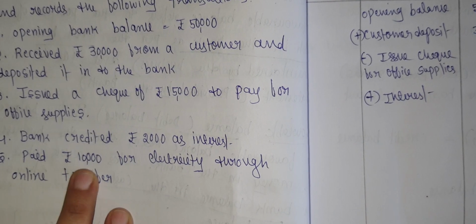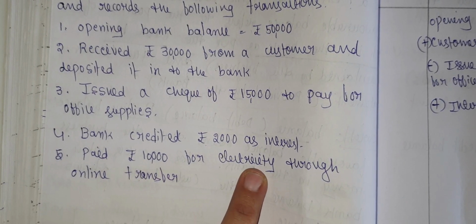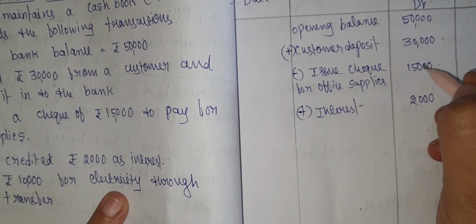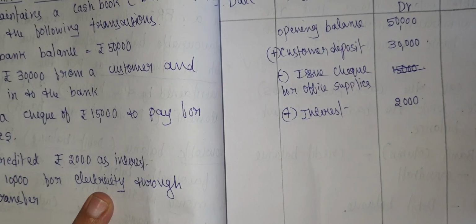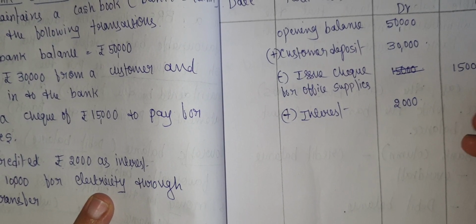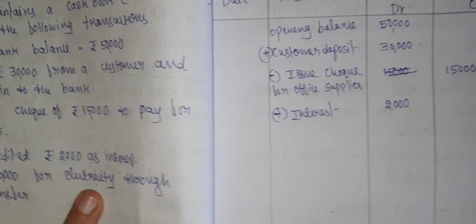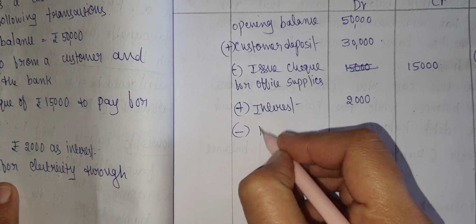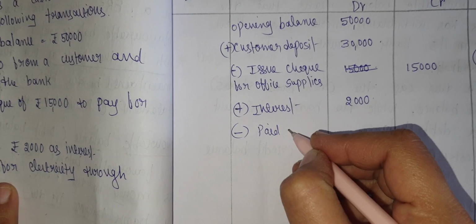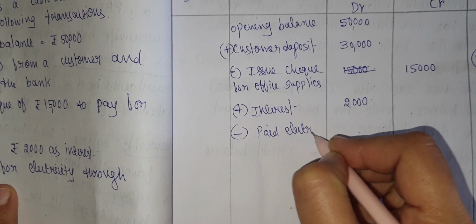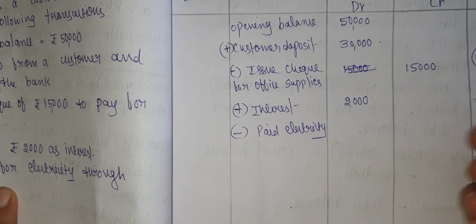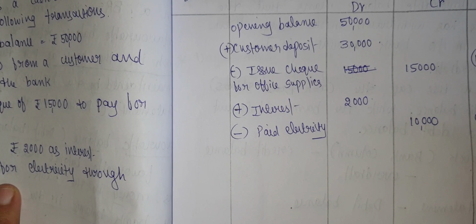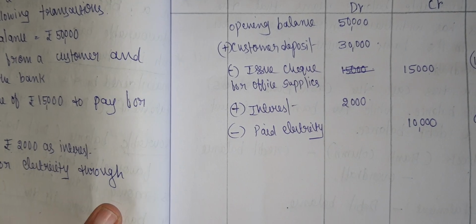Okay. Next one, paid rupees 10,000 for electricity. Here means paid, means it comes in the payment side. Sorry, here issue check for office supplies, it comes in the payment side. We have to record the amount in the payment side, that is rupees 15,000. Next one, less paid for electricity through online transfer, that is rupees 10,000. We need to deduct, that is rupees 10,000.